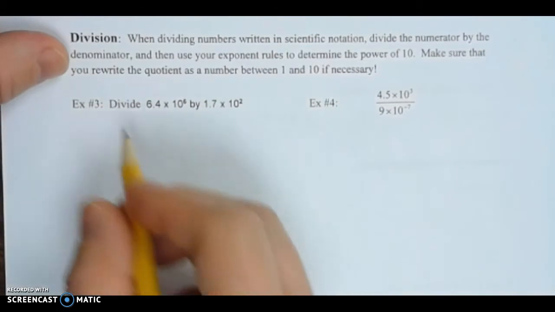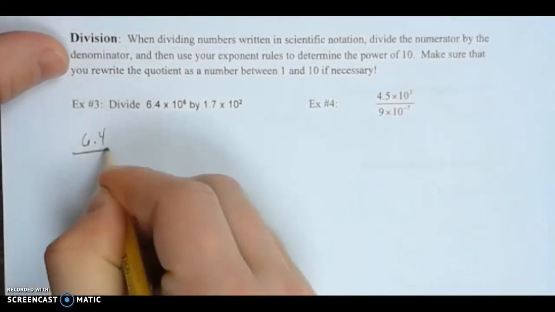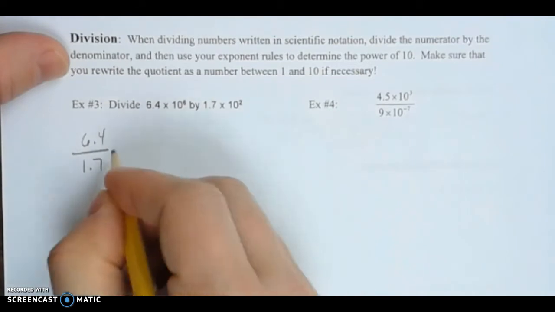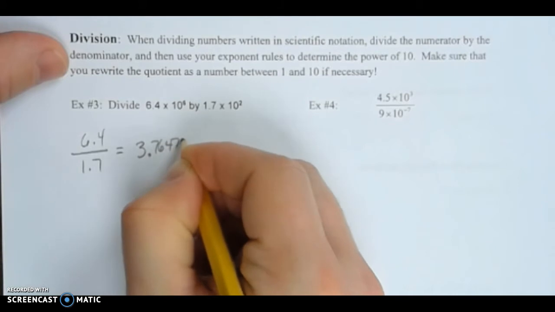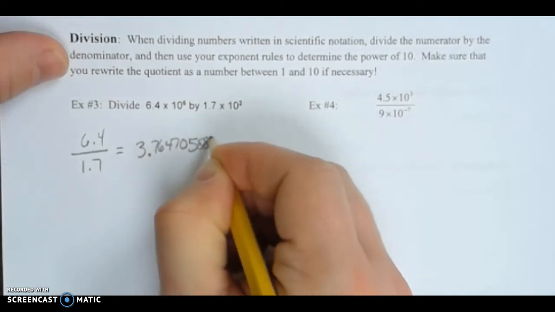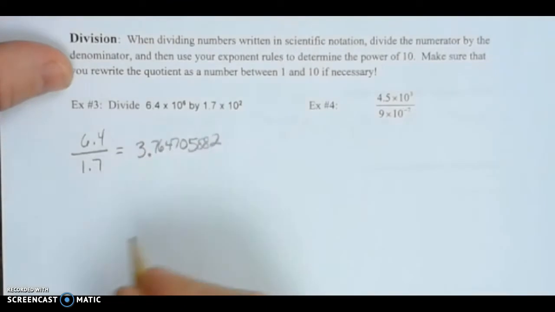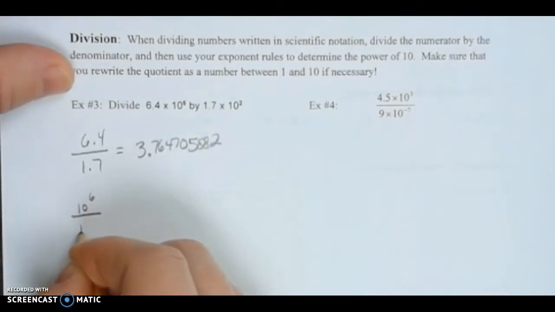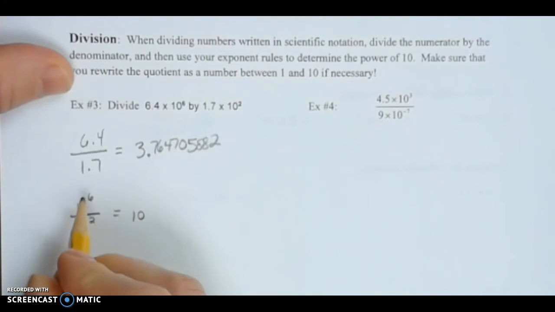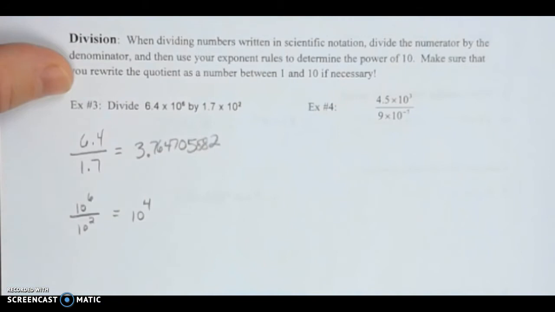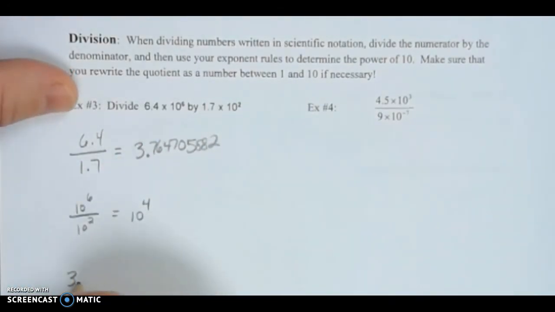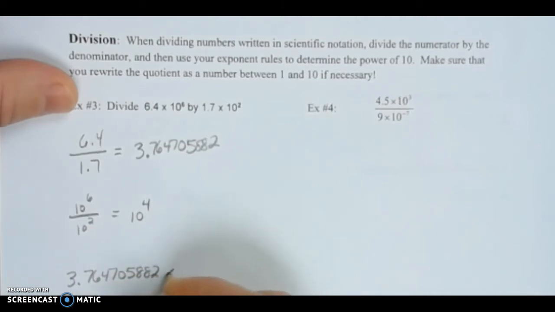So I'm going to start by dividing my first factors, 6 and 4/10 divided by 1 and 7/10. And when I do that, I get a really long decimal here, 3.7647058882. Next, I'm going to look at my powers of 10. Well, I have 10 to the 6th divided by 10 to the 2nd. And remember, when the bases are the same and you're dividing, you can subtract the exponents, which is going to give me 10 to the fourth power. So written in scientific notation, I'm going to have that really long decimal number again. And then I'm multiplying by 10 to the fourth power.